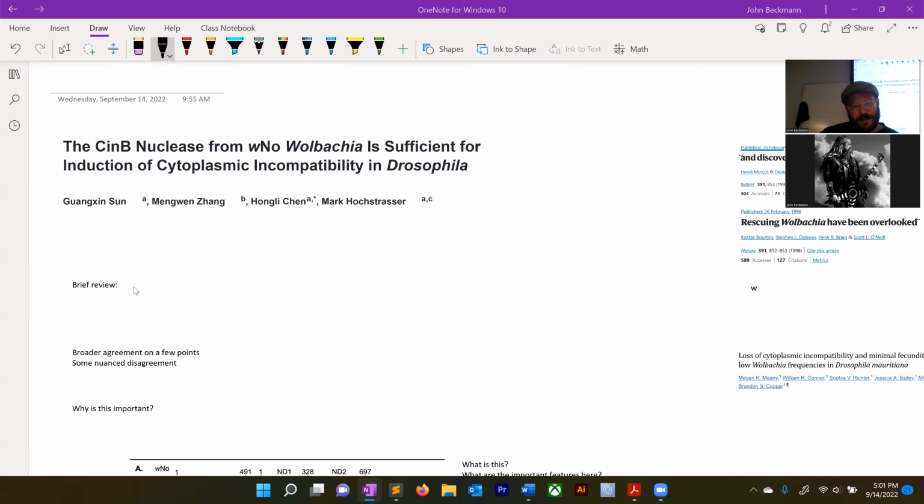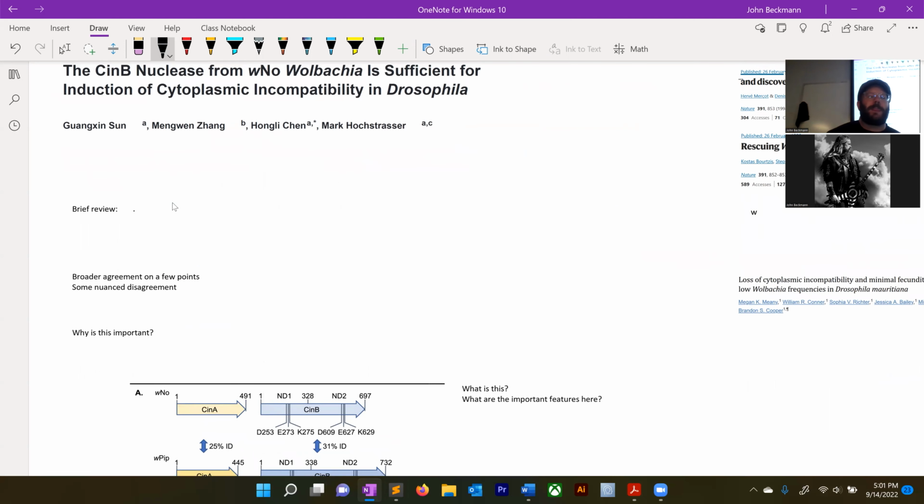Okay, so brief review. We discussed last time how when these CI factors, CIFs, were originally characterized in Drosophila, there were these weird phenotypes where A plus B gave you CI, but B alone did not do anything, and A alone did not do anything. And so there was this question of what's going on here? And there were two different hypotheses.